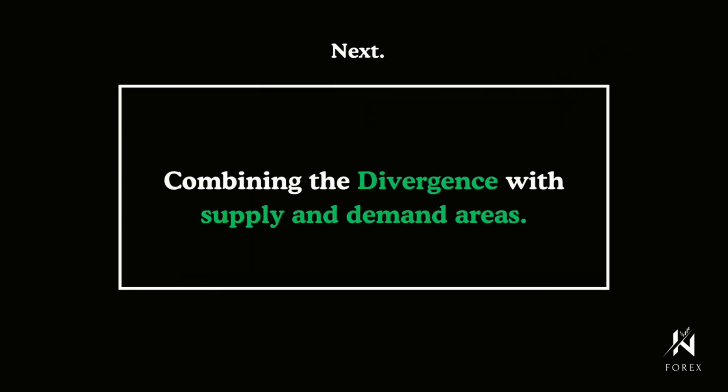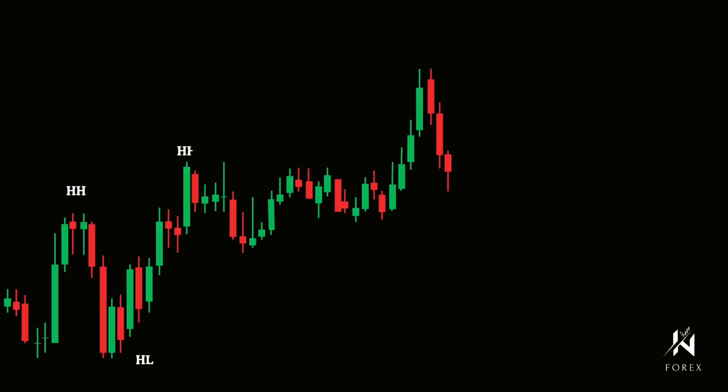So seeing a change of character occur after RSI divergence presents a strong indication of reversal, especially when the divergence aligns with key supply and demand zones. Picture this chart as our higher time frame. Now let's analyze the recent price movement.